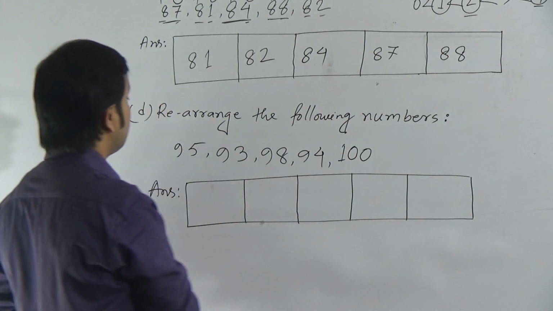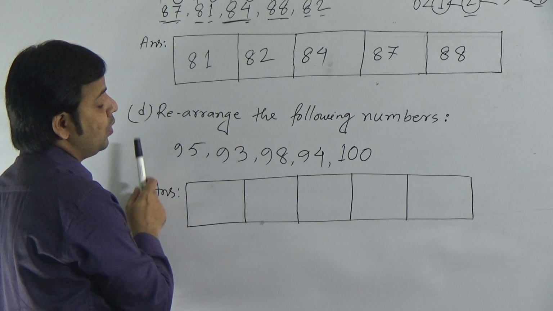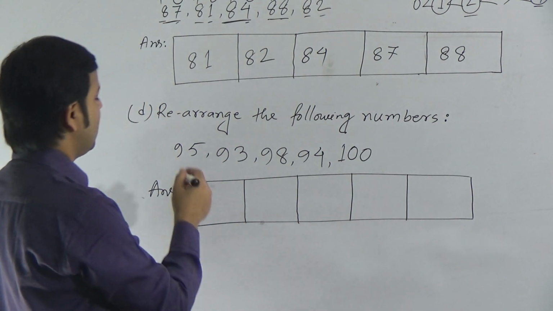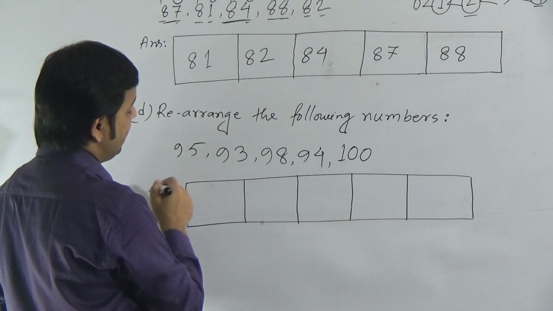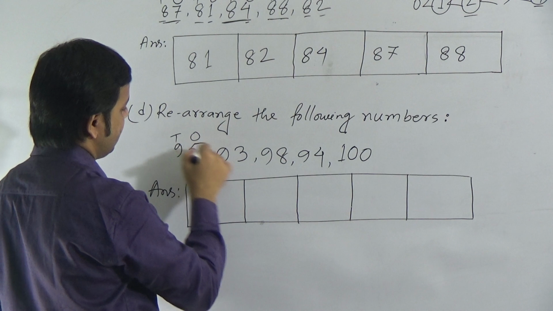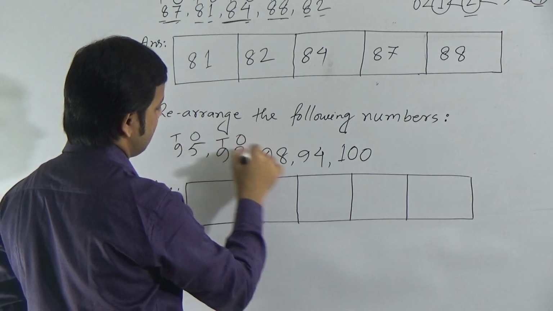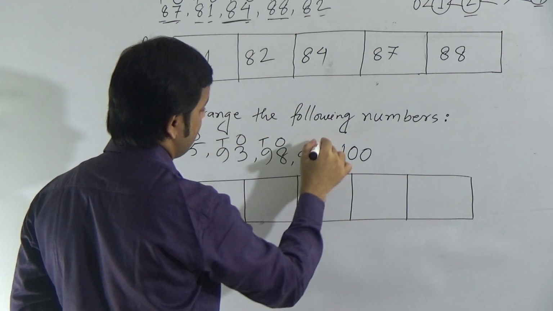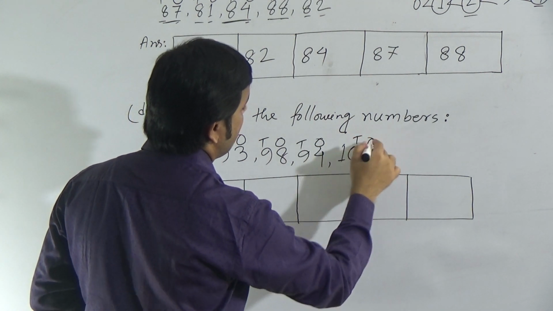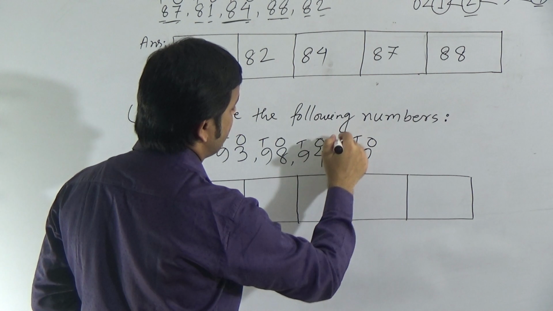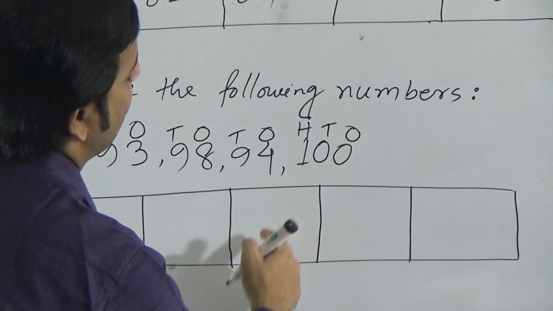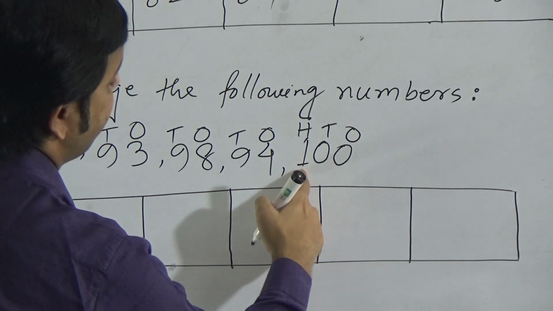In this way you will arrange all the 5 numbers. Okay, dear students, now I will solve question D. To solve question D, here we have to at first indicate the position of the digits of each number. Ones place, tens place, ones place, tens place, ones, tens, ones, tens. Here is ones, tens, and here is another digit that will be in hundreds place, as this is 100. So we have to say this is hundreds place.